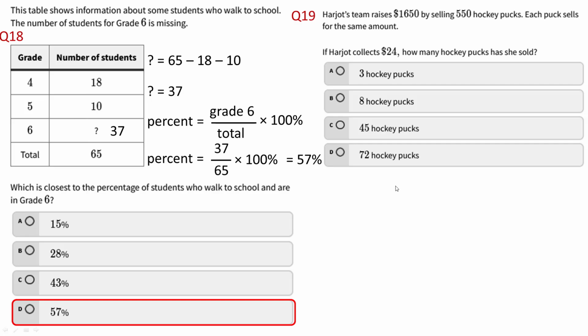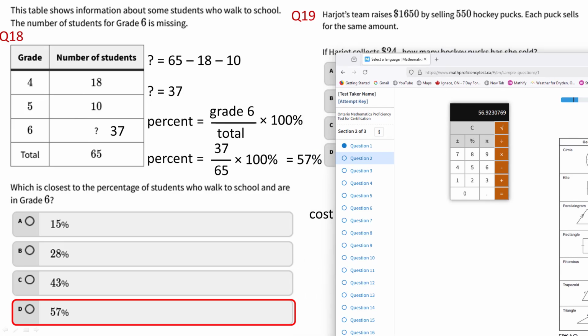Number 19, Harjit's team raises $1,650 by selling 550 hockey pucks. Each puck sells for the same amount. If he collected 24, how many hockey pucks has she sold? So we got to figure out how many dollars she gets for selling each hockey puck. So we would take the total, the $1,650, and we'll divide that by the 550.